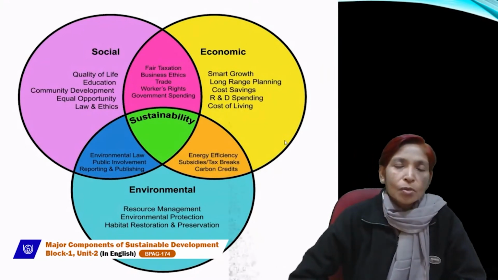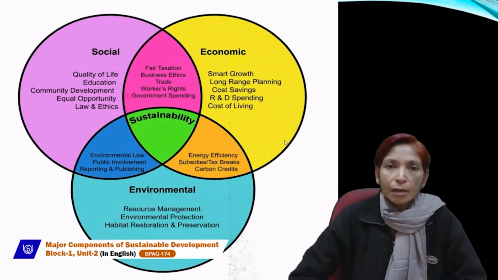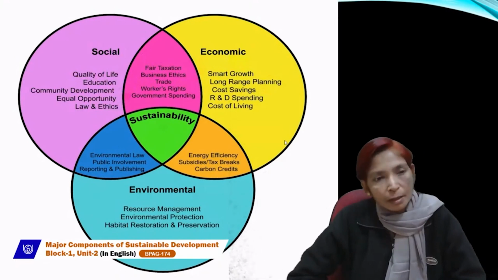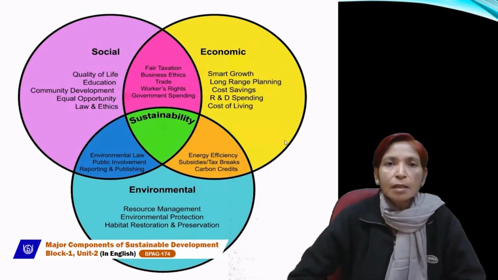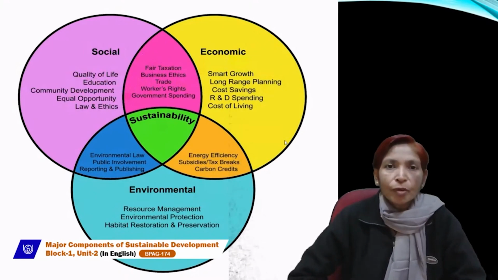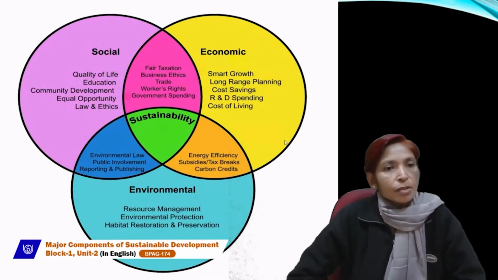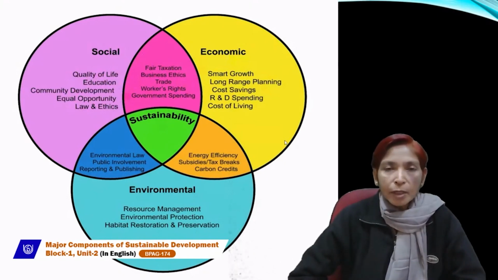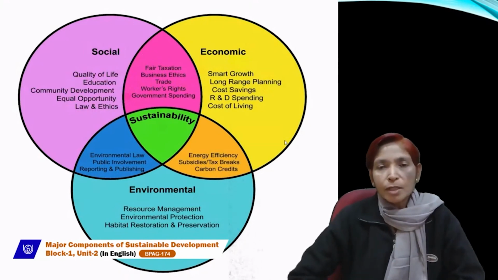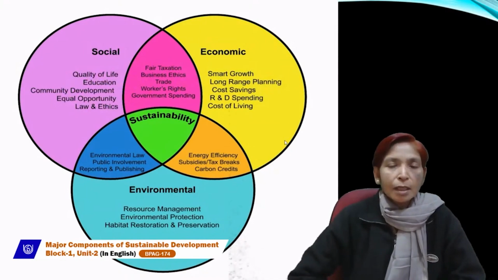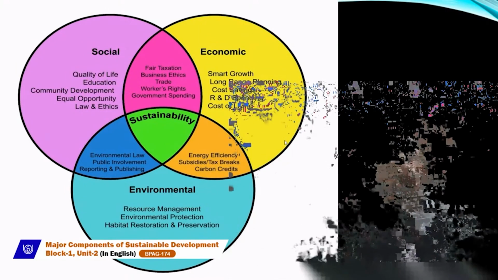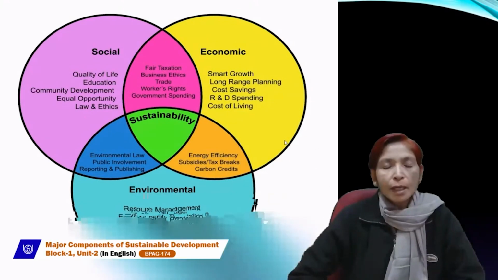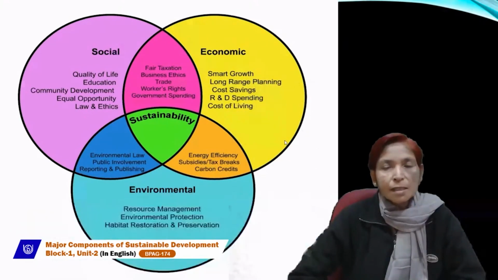How can we achieve this social sustainability, or what is the meaning of this social dimension of sustainability? Social refers to the whole society or the people of the whole country. The social dimension includes quality of life, education, community development, equal opportunities, reduction in inequalities of income and wealth, justice, law, and ethics. All these are in social sustainability.